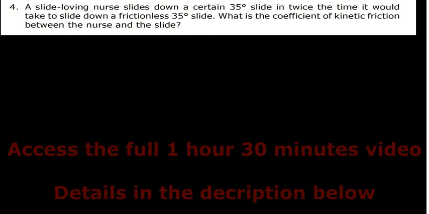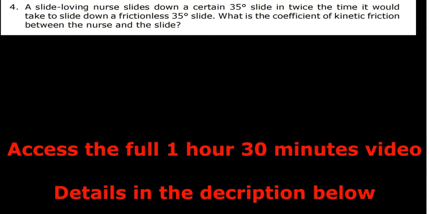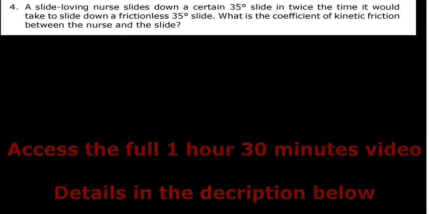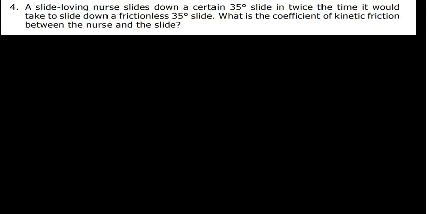So we have question 4, which is saying a slide-loving Nessie slides down a certain 35-degree slide in twice the time it would take to slide down a frictionless 35-degree slide. What is the coefficient of kinetic friction between the Nessie and the slide? Now, let's understand this question first. Understanding this question is going to help us to know what's happening here.